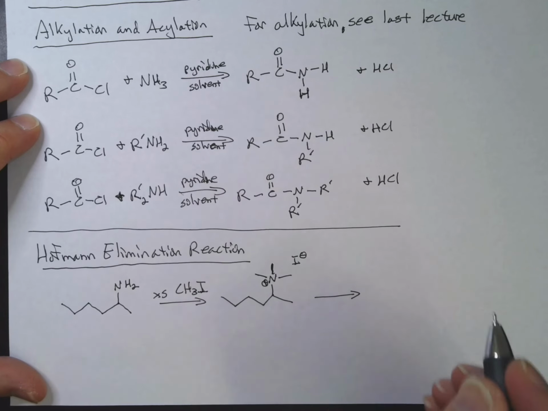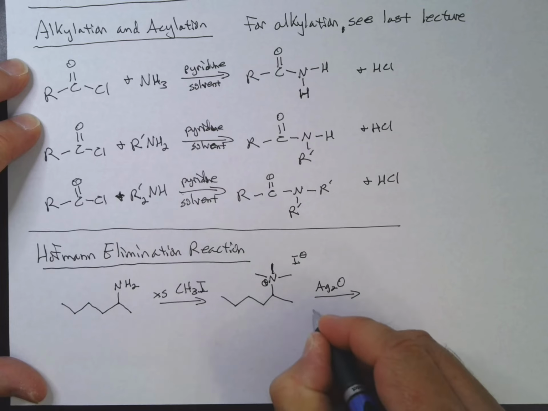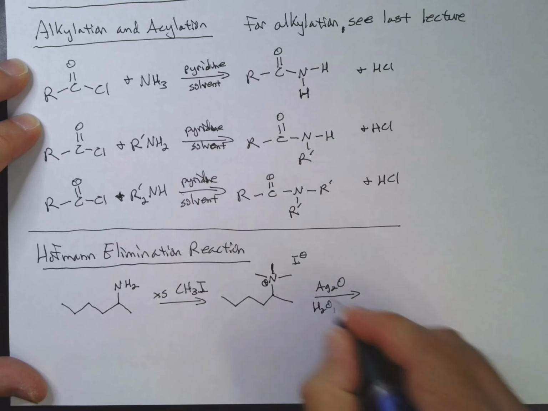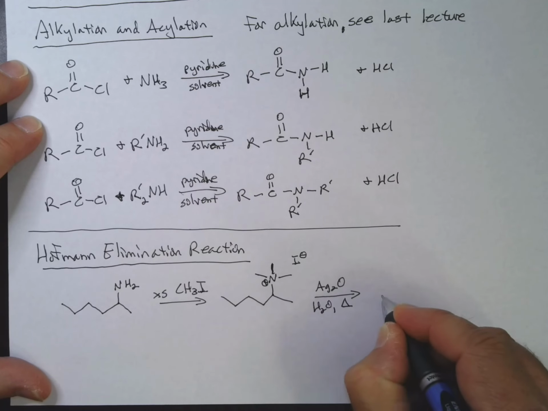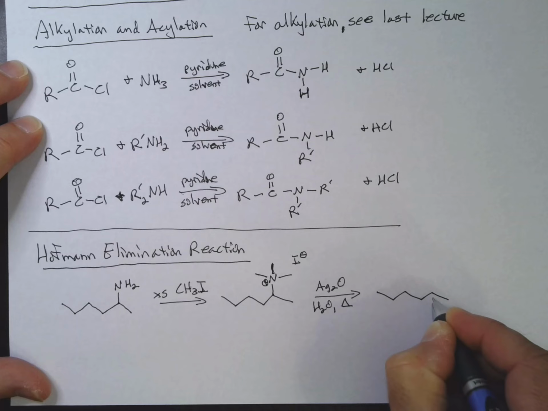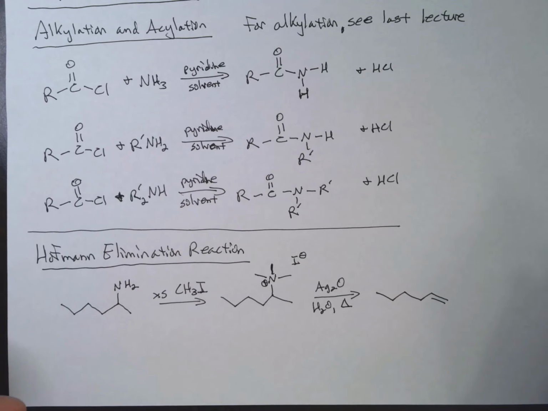Now I can treat this with Ag2O in water, so silver oxide in water, and heat it up. And that will give me now 1-hexene. I will get my Hofmann product. Now, how does this work? Well, let's take a closer look.